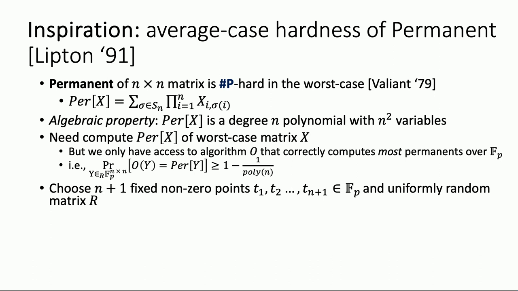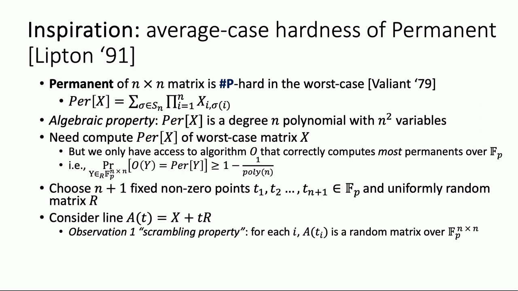It's a polynomial extrapolation argument, I think a very nice one. So here's what we do. We choose n plus 1 fixed non-zero points in our field F_p. We'll call them T1, T2, through T_{n+1}. Then a uniformly random matrix R over our field. We're going to fix R. Now we're going to consider the line A of T, which is X, our worst-case matrix, plus T times R. We're going to take our worst-case matrix, the one we want to know the permanent of, you gave me that, I don't get to choose it. And we shift it by a random matrix, the random shift, T times R. So that defines a line.